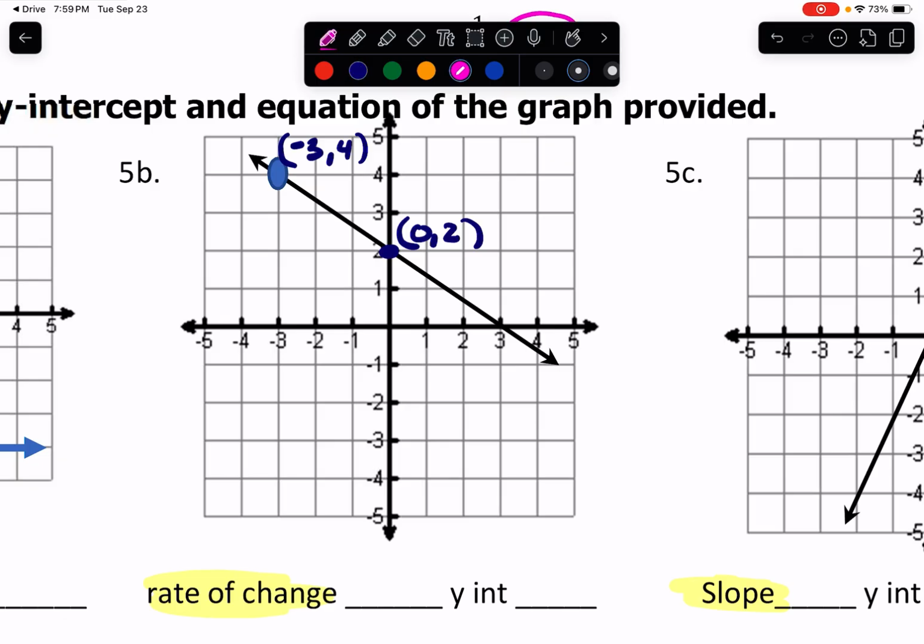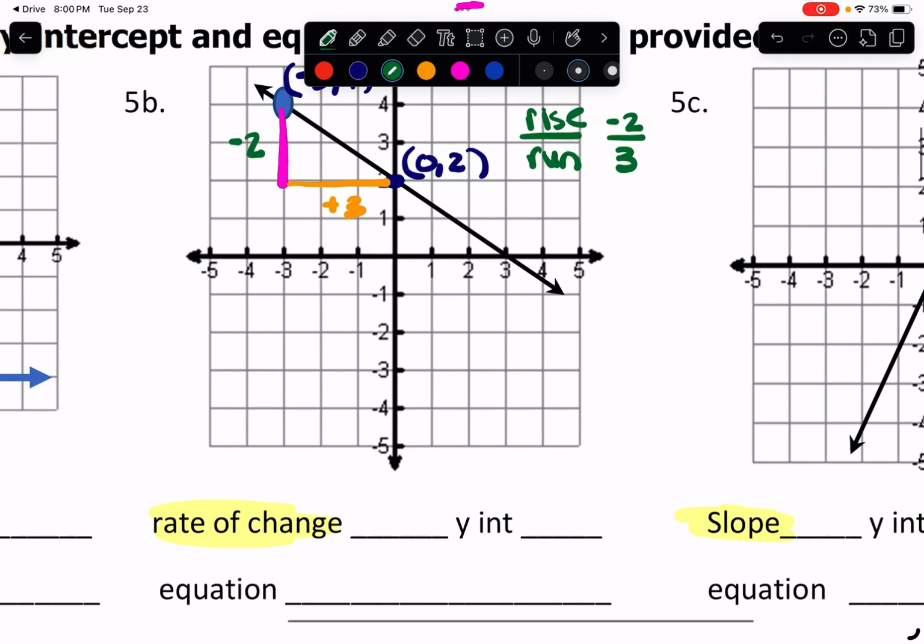So if I'm going to find the rate of change, I need to figure out my rise and my run. So this rise, I went down 2, and the run, I went over 3. Now we always write the rise on top and we write the run on the bottom. So the rise was negative 2 and I ran positive 3. So that makes my rate of change negative 2 over 3.